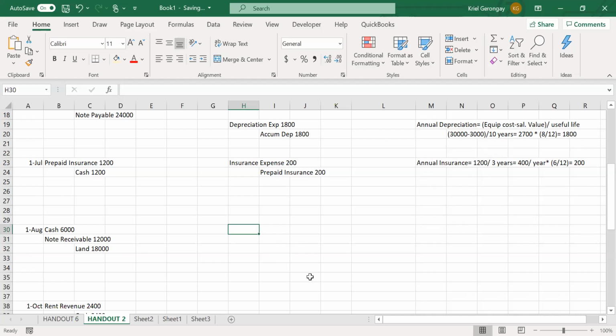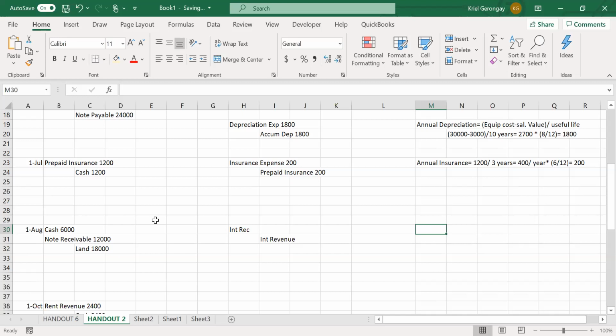So for August 1st, you sold land for $18,000, but then the purchaser made a $6,000 down payment and signed a 1-year 10% note for the balance. So in this case, you're going to be receiving the interest. So it'll be interest receivable and interest revenue, because you're issuing the note.